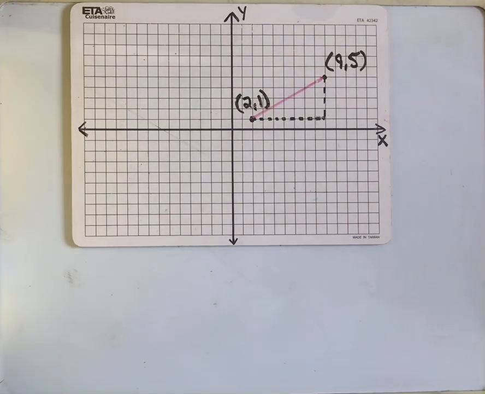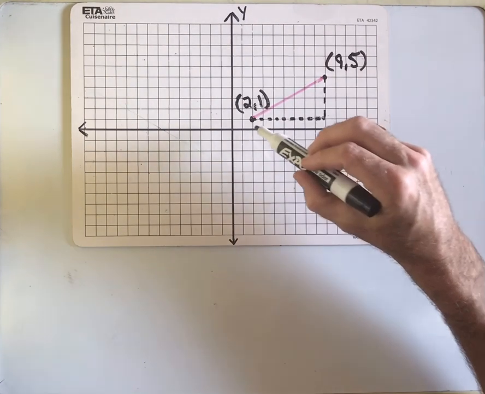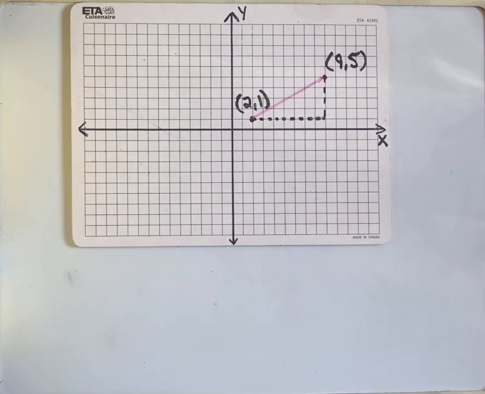Okay, so this video is going to talk about the Pythagorean theorem, which is the thing that we've got to understand if we are going to be able to use the distance formula. The distance formula is going to allow us to find the distance between 2 points on the coordinate plane.